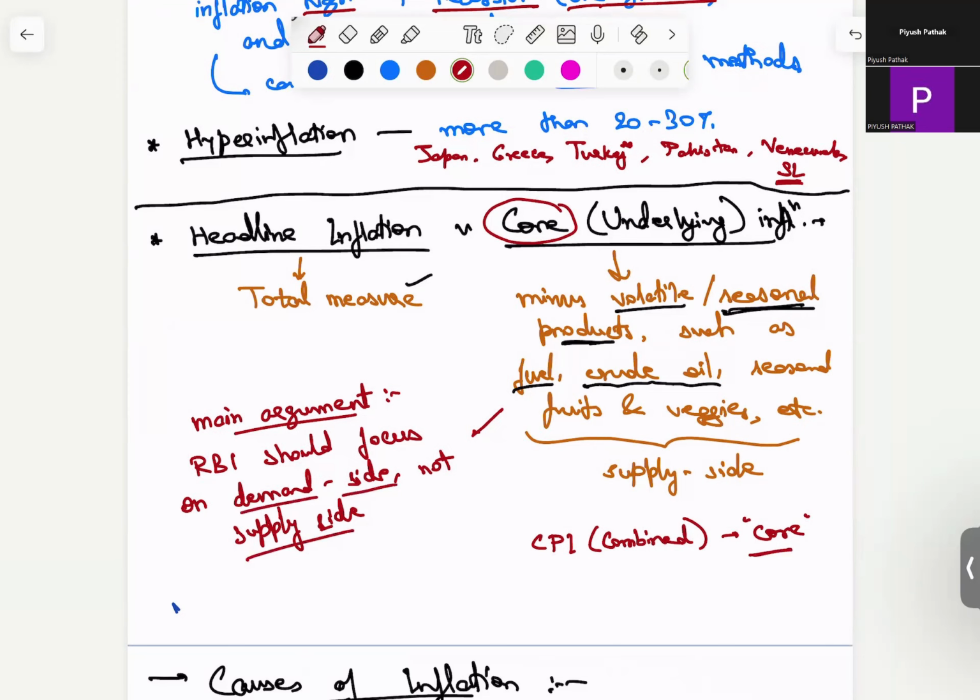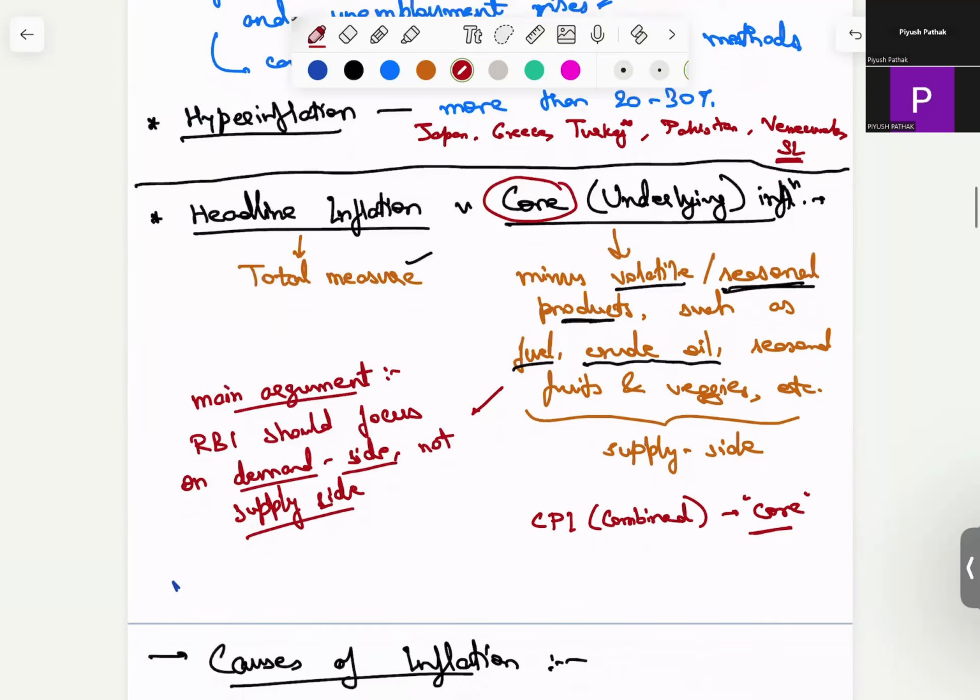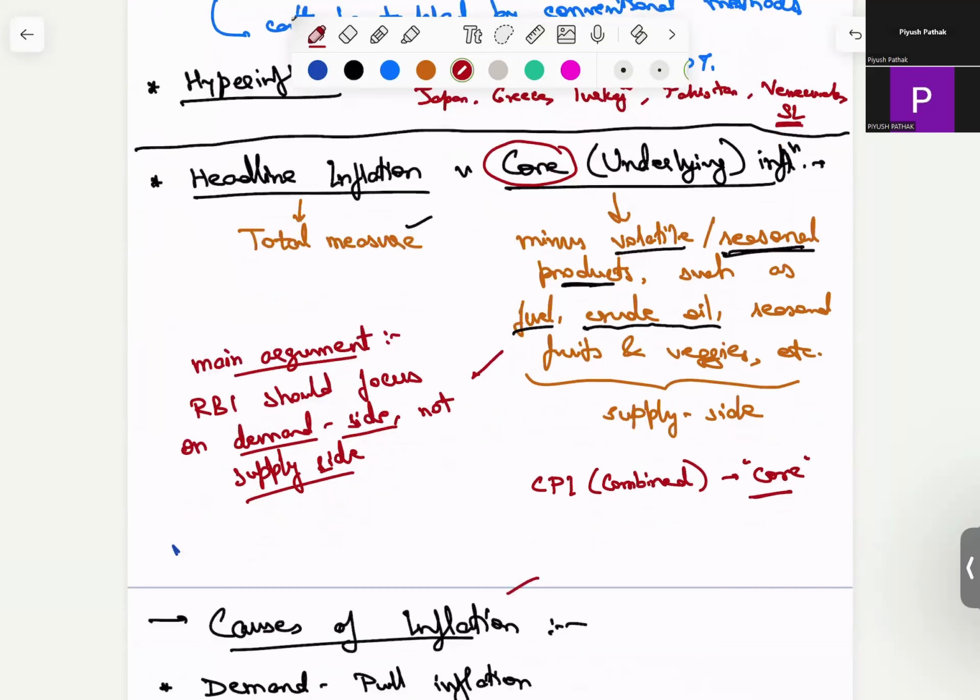Now the next topic is causes of inflation. I just want to let you know that inflation happens from two sides. There is the supply side shock, when the supply of certain things like crude oil or seasonal vegetables is disrupted. But instead of focusing on the supply side, we have to focus on the demand side of inflation, because that is where the technical definition comes from: too much money chasing too few products.